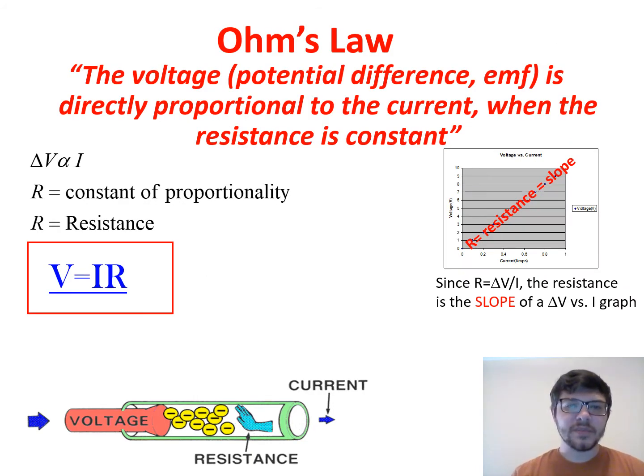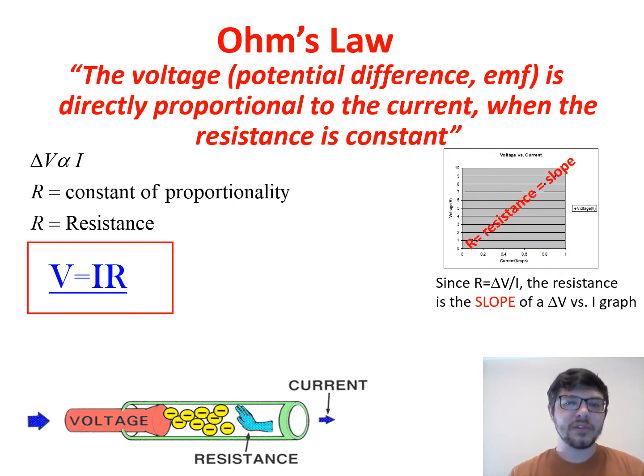Now let's look at what Ohm's law actually is. Ohm's law is, by the quote, the voltage is directly proportional to the current when the resistance is constant. So again, voltage, volts, directly proportional to current, this is amps, when the resistance, ohms, is constant. And you can look, there is the equation on the screen, V equals IR.